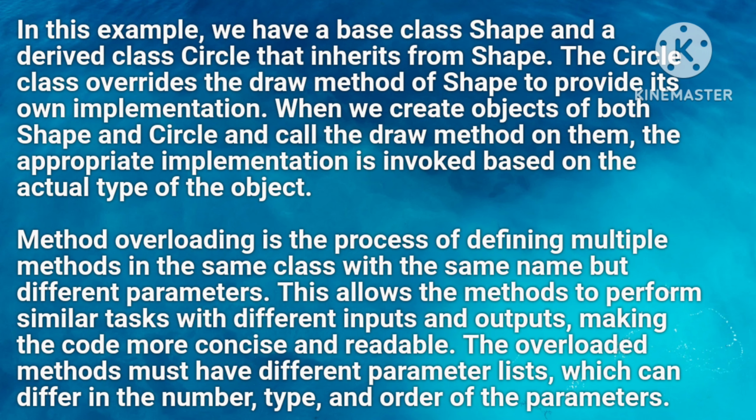Method overloading is the process of defining multiple methods in the same class with the same name but different parameters. This allows the methods to perform similar tasks with different inputs and outputs, making the code more concise and readable. The overloaded methods must have different parameter lists, which can differ in the number, type, and order of the parameters.